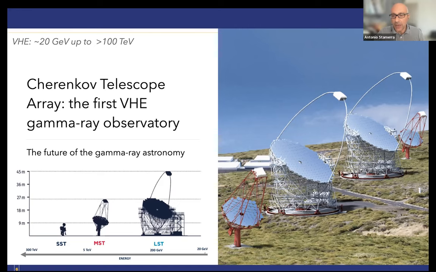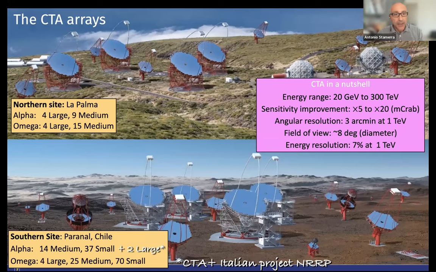The reason to have that is to provide a wide range in energies. This is because, as I told you, the telescopes are sampling the Cherenkov light on the ground from the gamma ray shower. CTA will be formed by two main arrays, one in the north and one in the south. The array in the north will have large and medium telescopes, not small size telescopes. There are two different configurations, called alpha and omega. The alpha is the one that will be implemented soon, and the omega is the asymptotic configuration that we will try to reach if we have enough funding in the future.